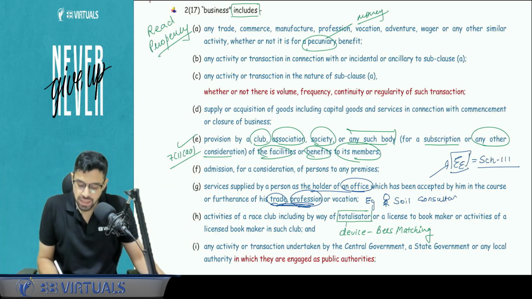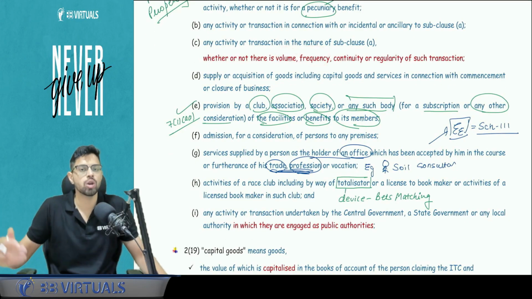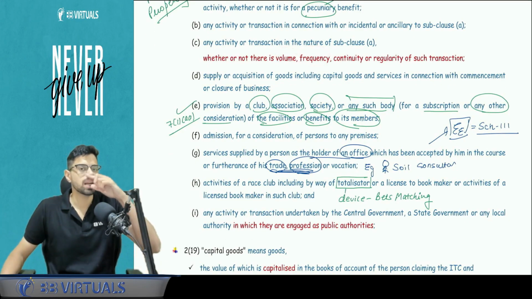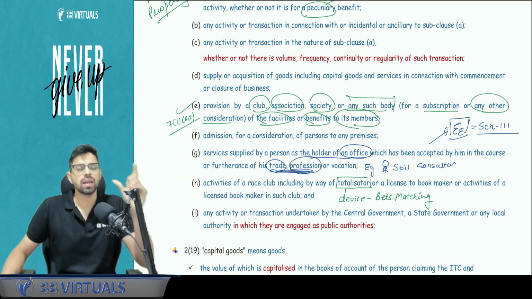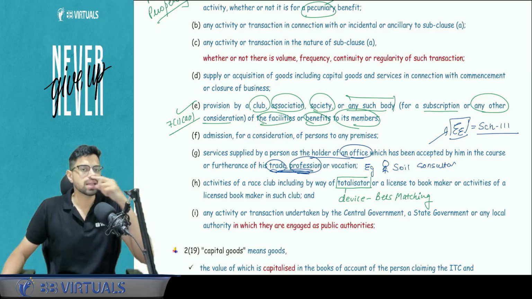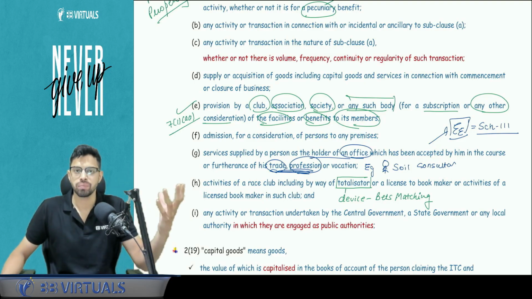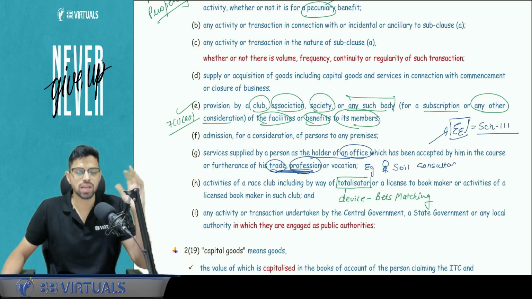And there is no requirement that there should be any kind of volume, frequency, continuity or regularity. So it is possible that a person conducts one transaction that can be termed as business. But in the ICAI material, there is one example that I will quickly clarify. For example, there is a housewife and she sells gold. That is one transaction. Let's say the transaction goes above 50 lakhs, 40 lakhs, whatever it may be. Can we term that as a business?